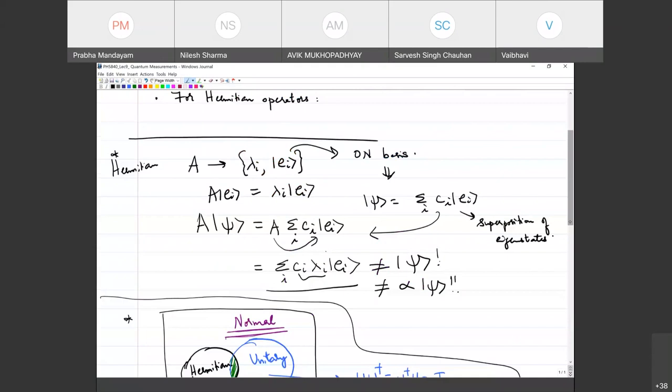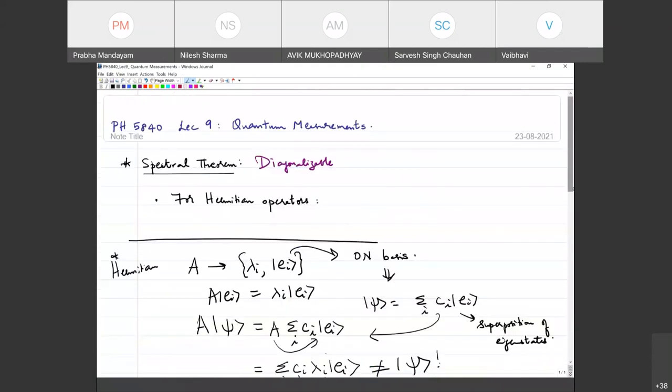Yeah, Siddharth, was that a question? Whether that is still an eigenvalue equation? Yes, that is very much still an eigenvalue equation.